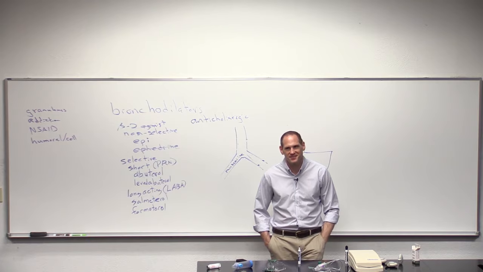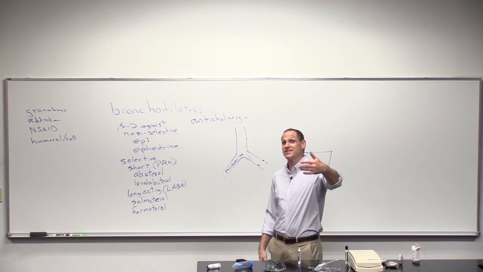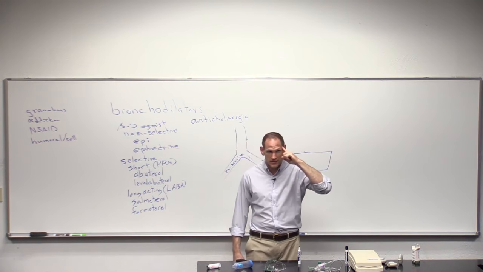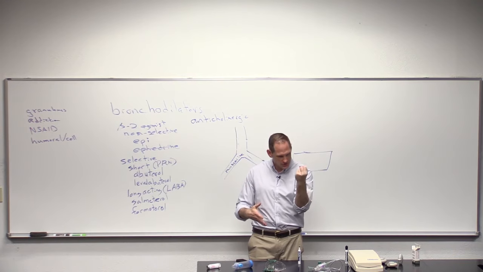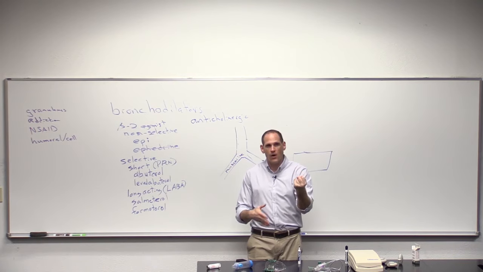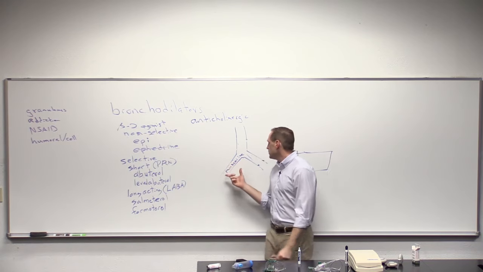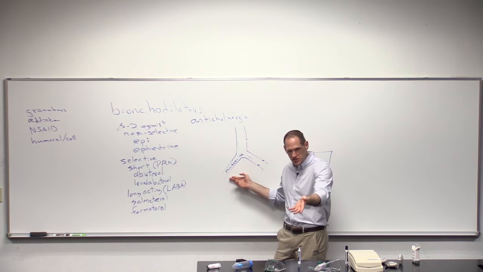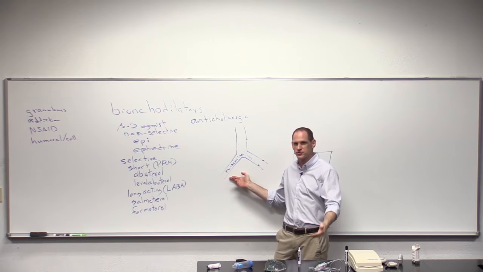Not bronchodilation. The opposite, which would be bronchoconstriction and increased mucus. So remember this. Acetylcholine always makes muscles contract, and it always makes glands secrete. So when you activate the muscarinic receptors here, you're going to get secretion of mucus, and you're going to get contraction of the muscle. So bronchoconstriction.